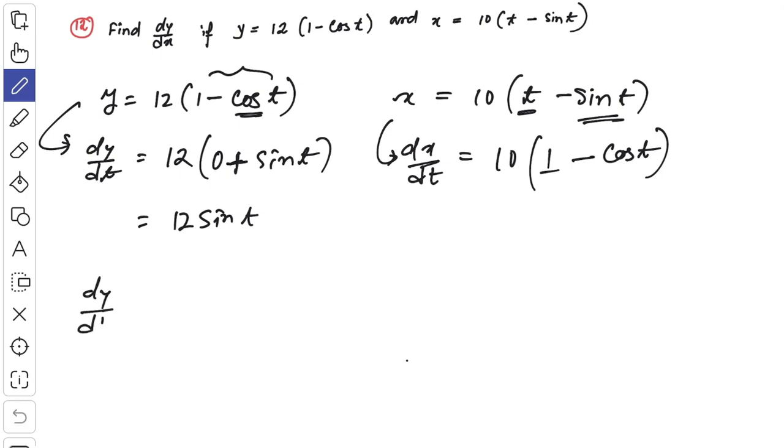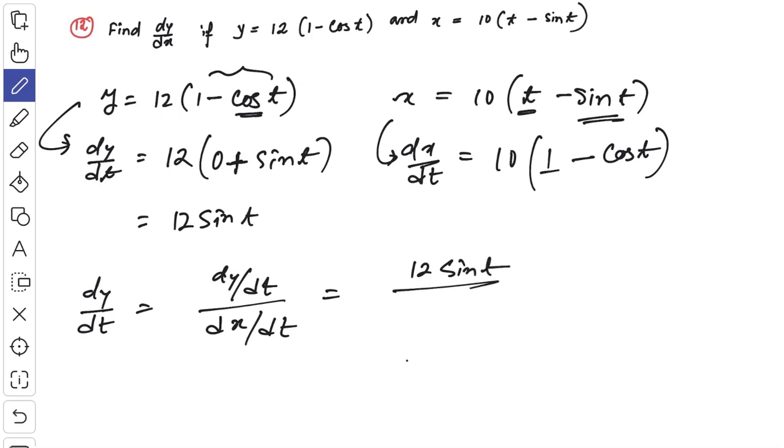So in order to find dy by dx, what to do? Just dy by dt divided by dx by dt, that's what we need to do. So here 12 sin t by 10 into 1 minus cos t. So that is your answer. That's it. It's very simple. Hope you have understood this.